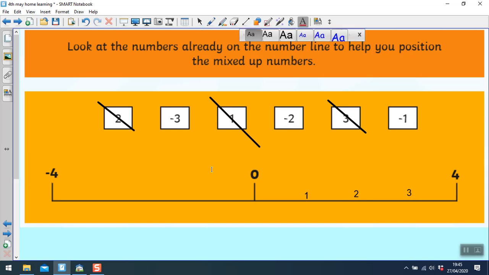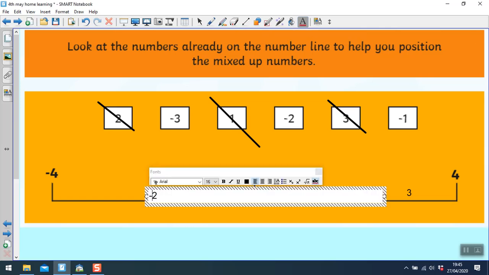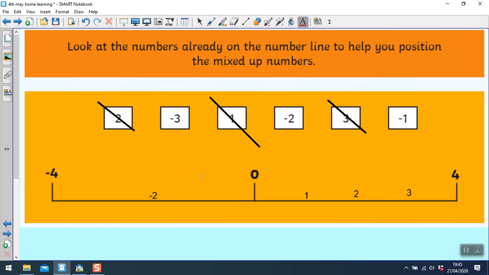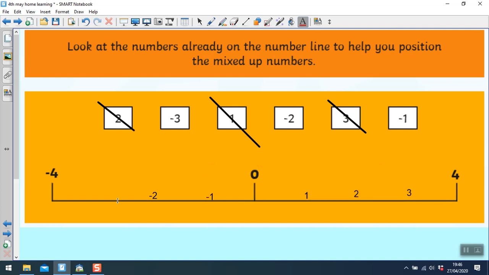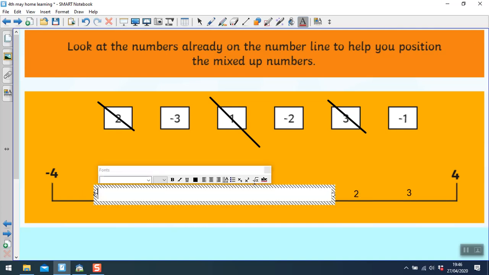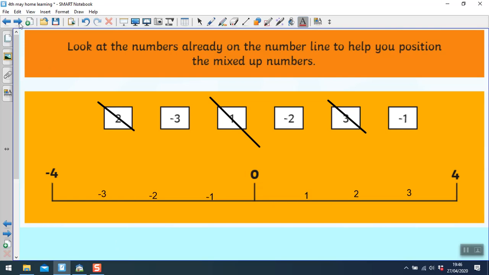So again, I'm going to split in half this line between -4 and 0, and that's going to be -2. Halfway between 0 and -2 is -1, and then halfway between -2 and -4 is -3. Well done if you got them in the right place.